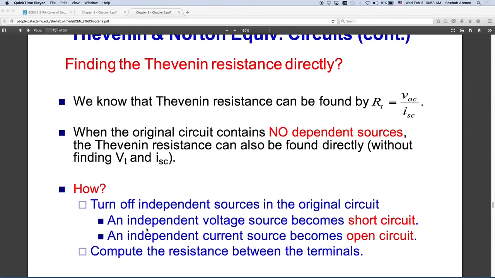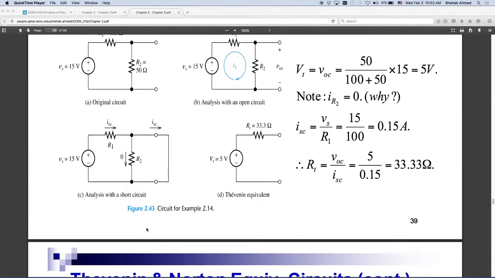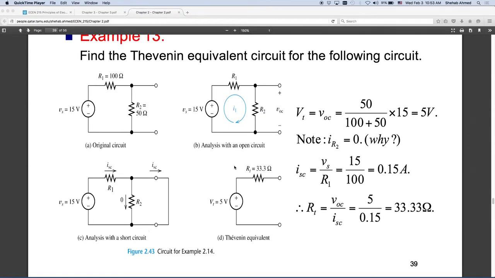Before we look at the example, the way we found R Thevenin was through placing the short circuit and finding the short circuit current. Then from the open circuit voltage and short circuit current, we found R Thevenin. There's another way to find R Thevenin for circuits without dependent sources. Dependent sources are sources that depend on something else, like 15 times V of R1. In this case, the value of this voltage is 15 volts, so it's an independent source. It does not depend on any other parameter in the circuit. So we looked at some dependent and independent sources.